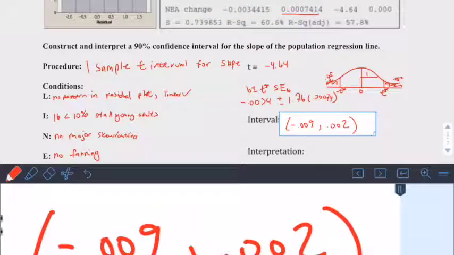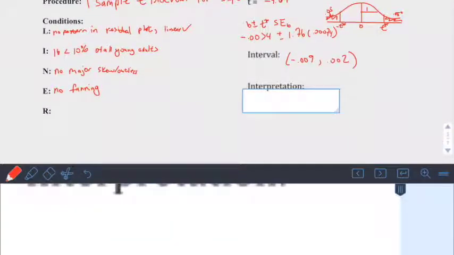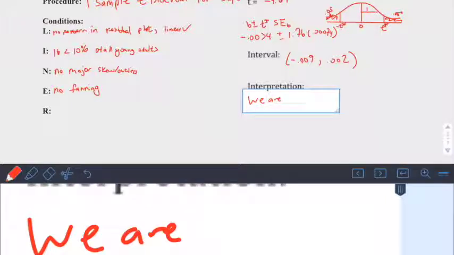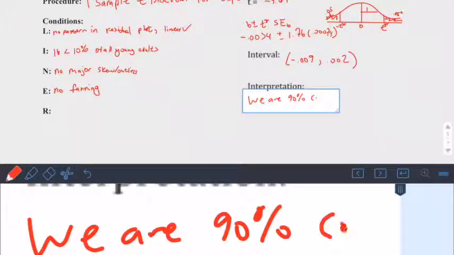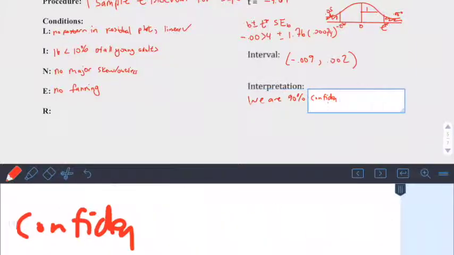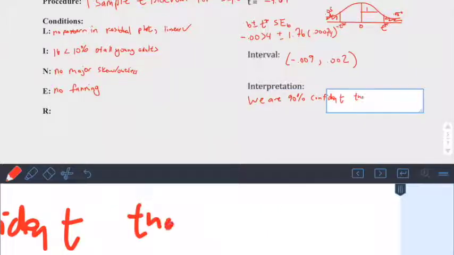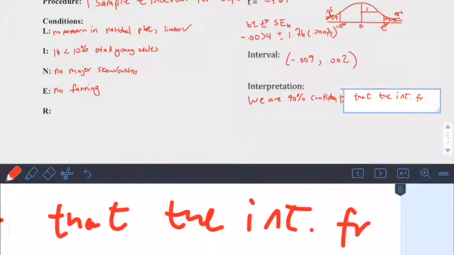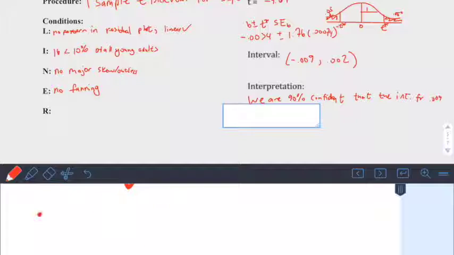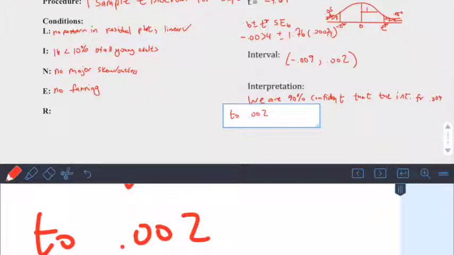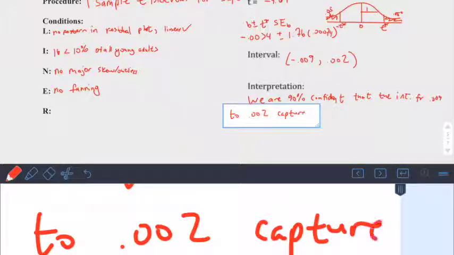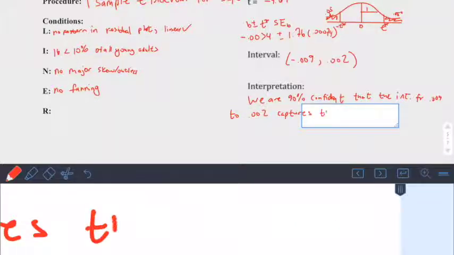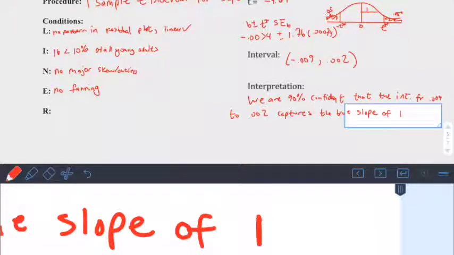Notice how our slope is right in the middle, and now we can interpret. We are 90% confident that the interval from 0.009 to 0.002 captures the true slope of non-exercise activity increase.